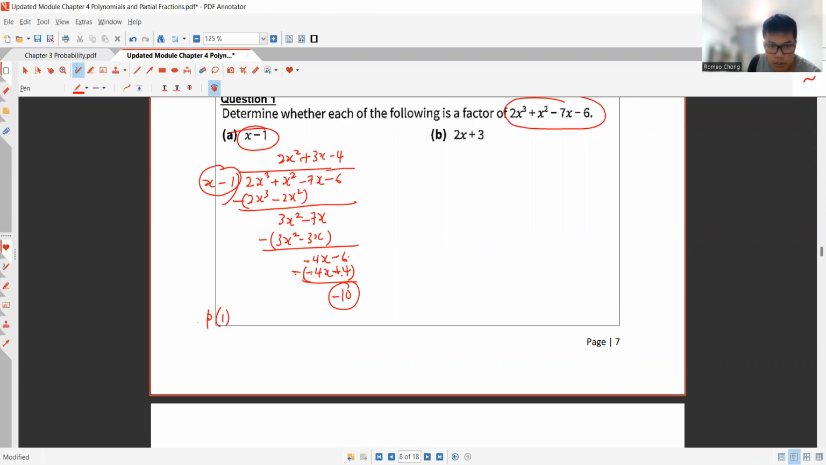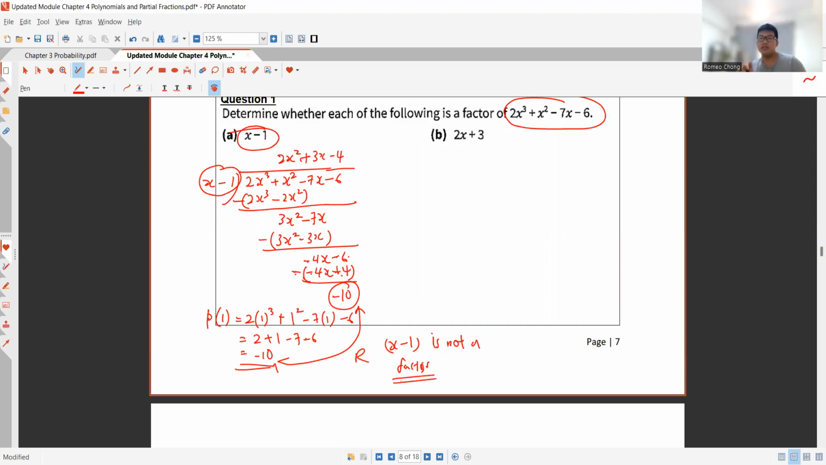Or you can straight away substitute x equals 1 into your polynomial. P of 1 is 2 times 1 cubed plus 1 squared minus 7 times 1 minus 6, so I get 2 plus 1 minus 7 minus 6. 2 plus 1 is 3, 3 minus 7 is negative 4, and negative 4 minus 6 is negative 10. So you will still have a remainder, and this is actually the remainder. So we say that x minus 1 is not a factor.